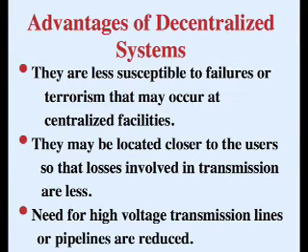Solar energy can be used in decentralized systems. We don't have to have large facilities. They can be located where the user is. This has an advantage in that these are less susceptible to failures and to terrorism, and we don't have the loss of energy that occurs in transmission systems. We don't need high-tension lines or pipelines.